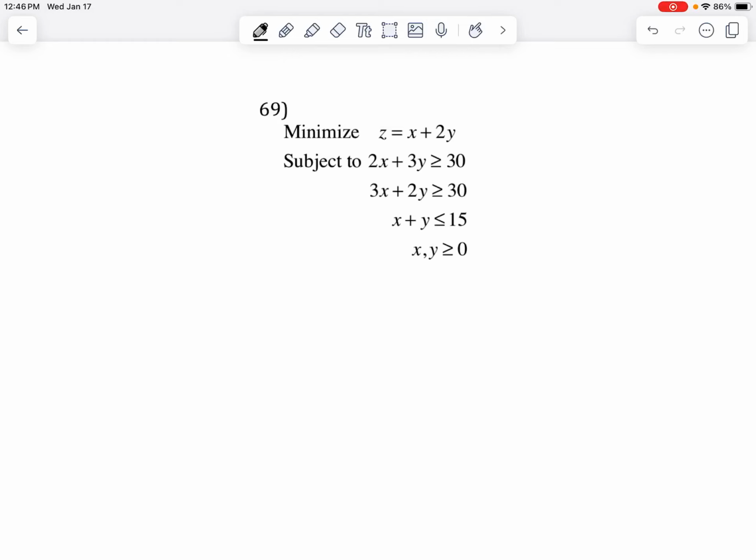So in this problem, we're supposed to minimize this function z equals x plus 2y. But then there's these constraints. So basically we need to graph this first of all and find out what that area is. And so when we're done, it might look something like a triangle.